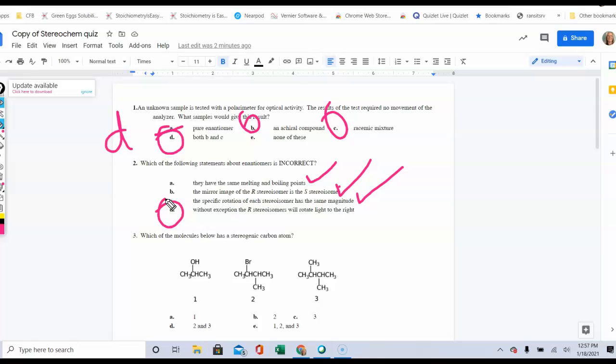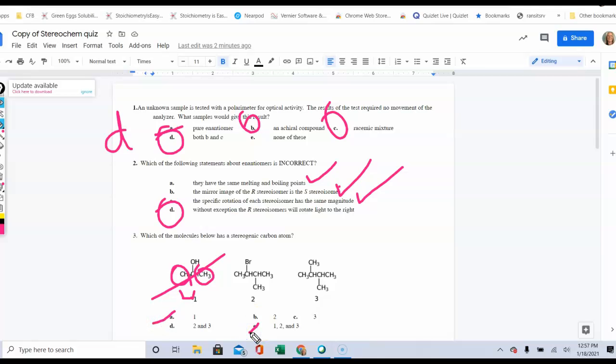Okay, the next problem, which of the molecules below is a stereogenic carbon atom? So we're looking for a stereogenic carbon atom, and we can't do number 1 because when we do number 1, we're going to end up with an H down at the bottom, but that means we're going to have 2 CH3. So number 1 won't work. So that means we get to cross off A and we get to cross off E.